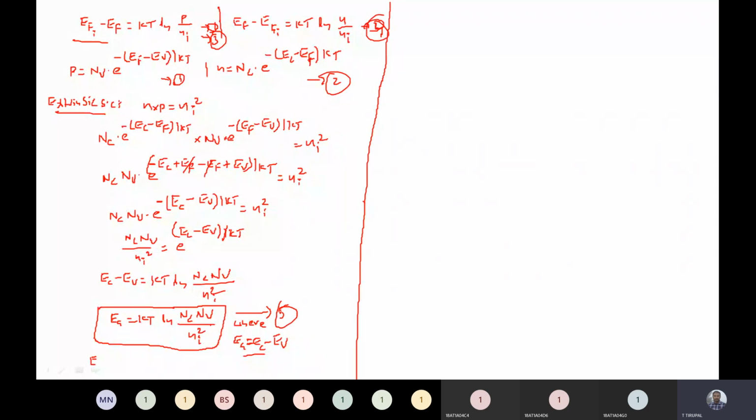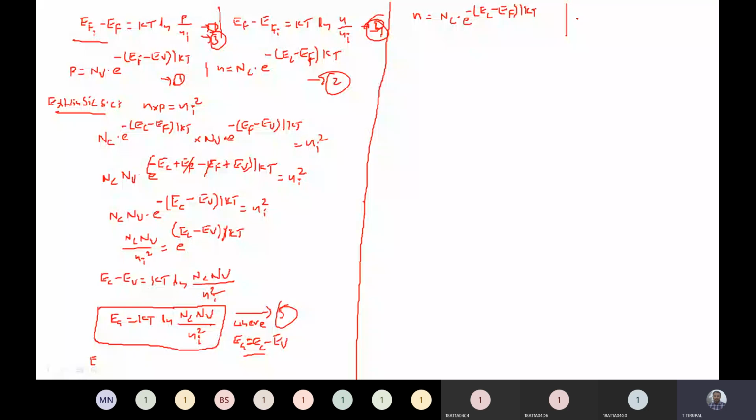Okay. Next, for an n-type semiconductor, suppose we have n is equal to NC into e power minus of EC minus EF divided by KT. This is for n. Similarly, what is for p? P is equal to NV into e power minus of EF minus EV divided by KT. Right?